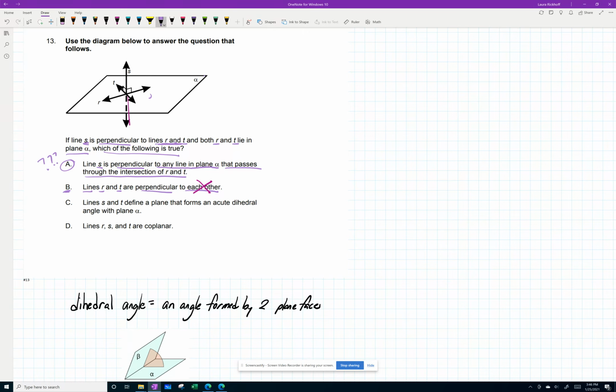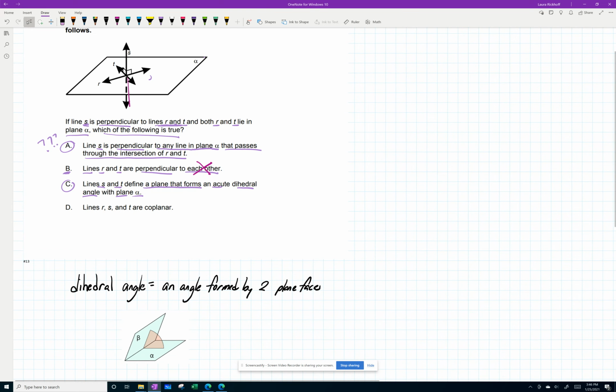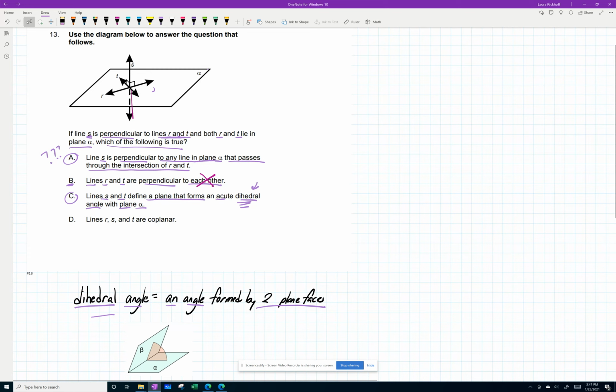We keep going. Lines S and T define a plane that forms an acute dihedral angle with plane alpha. So to be honest, that word I have not seen in a long time, so I looked at a quick Google search. Dihedral angle is simply an angle formed by two plane faces. So just angles formed by planes are called dihedral angles. But you might eliminate this even without this, because there's nothing to do with acute here. They form a right angle, right? S and T form right angles, not acute angles. So this one is definitely out.